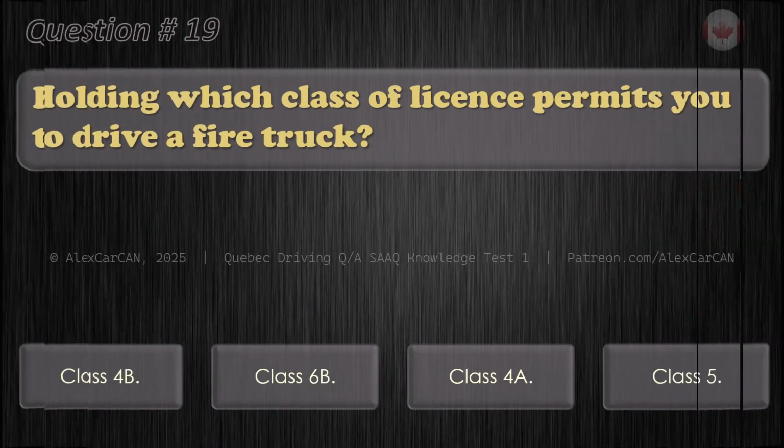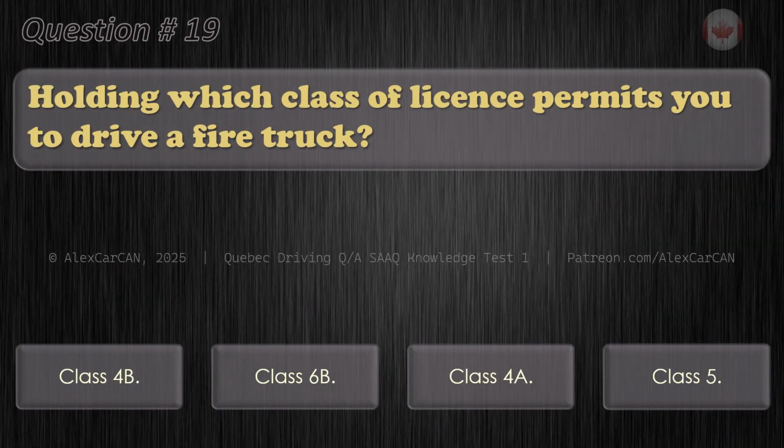Question number 19. Holding which class of license permits you to drive a fire truck? Class 4B, Class 6B, Class 4A, Class 5. The correct answer is Class 4A.